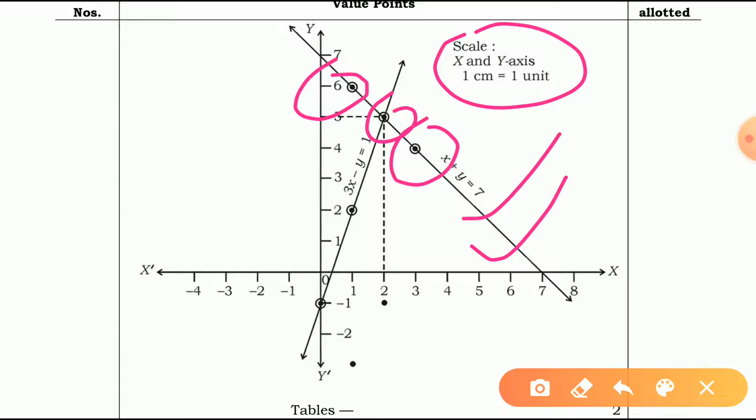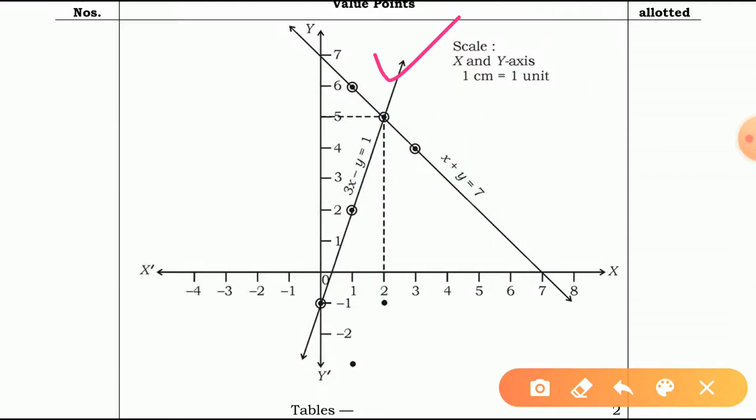Here we know that the graph of a linear equation is always a straight line. Here this point is x is equal to 0, y is equal to minus 1, and here x is equal to 1, y is equal to 2, and again x is equal to 2, y is equal to 3, this point. Joining these points, we get again a straight line. Like this, this is the first line and this is the second line. These two lines intersect at a single point, that is x is equal to 2, y is equal to 5. This is the values of x and y.